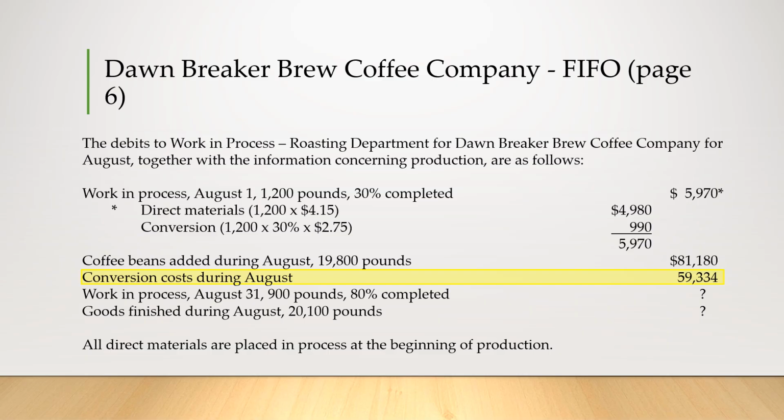We need to figure out the dollar value of ending work in process for August and units of inventory transferred out. Keep in mind that all materials are placed in process at the start of production, but conversion costs are incurred evenly throughout production.